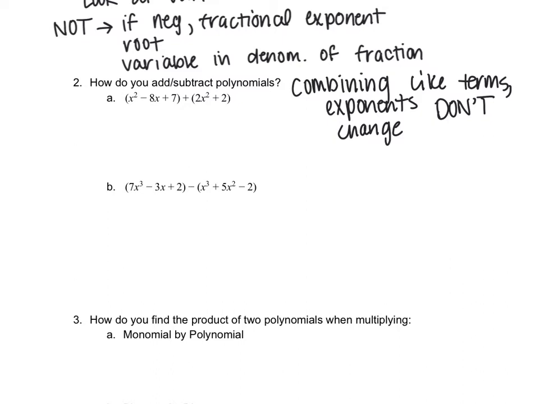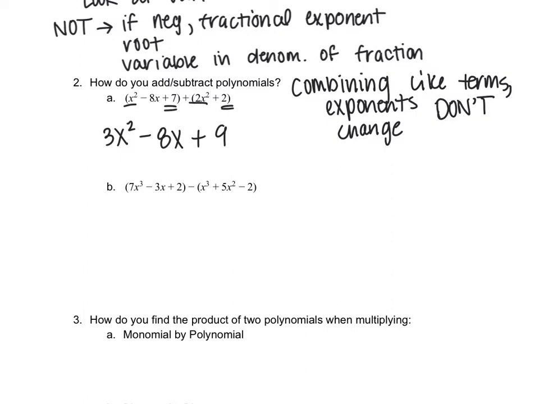They stay the same. So something like x squared minus 8x plus 7 plus 2x squared plus 2, we combine like terms. So x squared and 2x squared is 3x squared. There's no like term for my negative 8x, so it stays minus 8x. And then 7 plus 2 is 9.